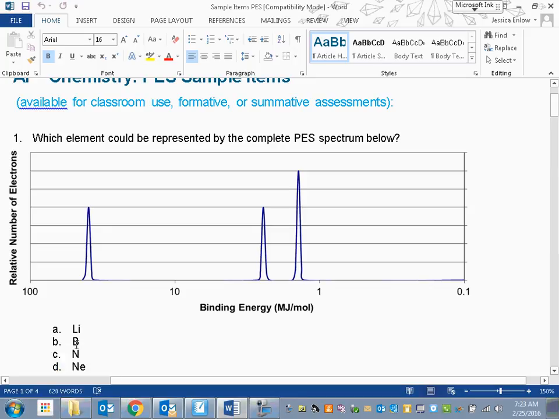Okay. So why is this nitrogen? Label each of these peaks. What is this peak? That's 1s2. This is 1s2 because we're talking closest to the nucleus, highest strength of attraction, meaning highest binding energy.